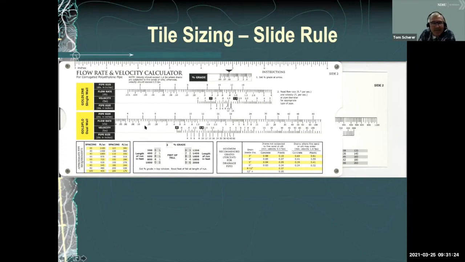And if you have dual wall, you can look at the same thing and see what the flow rate is for that. You can also pick off the velocities down here.